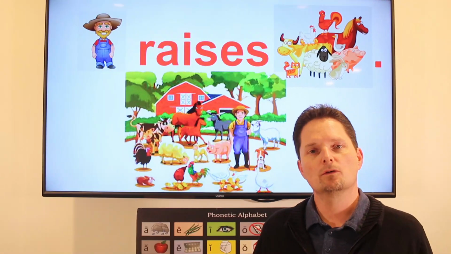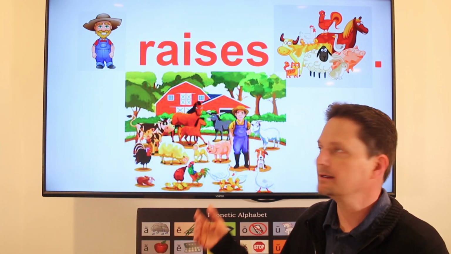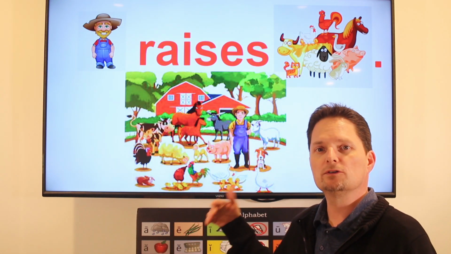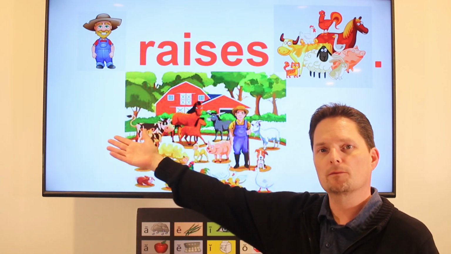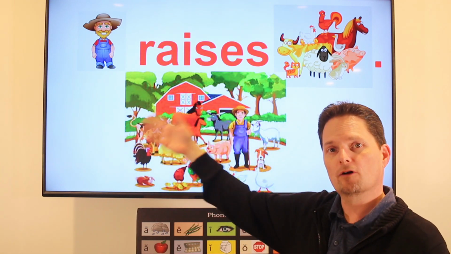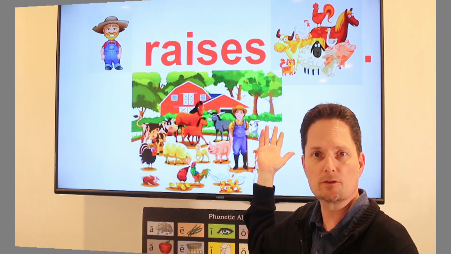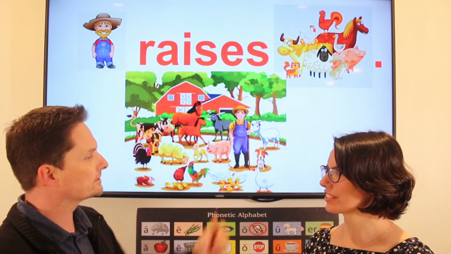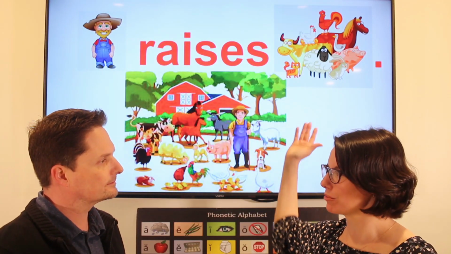Very good. Also, we use raise to talk about taking care of animals when you sell them. The farmer raises animals. The farmer raises sheep. The farmer raises pigs and cows. Does the farmer raise animals? Yes, the farmer raises animals.